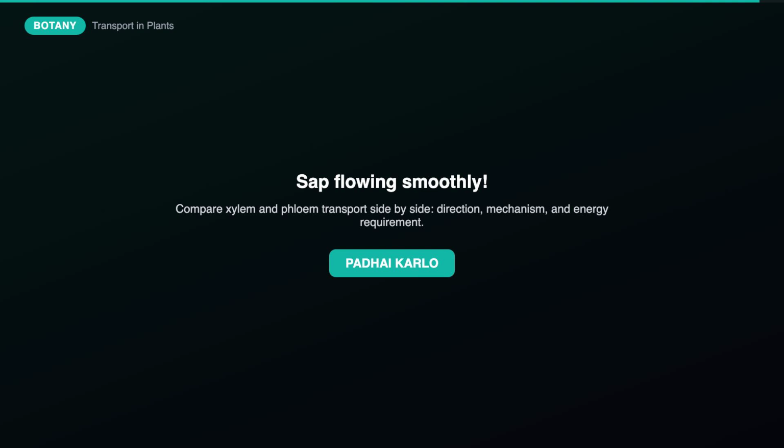That's transport in plants. Keep xylem's passive, upward-only cohesion tension mechanism clearly distinct from phloem's active, bidirectional pressure flow.